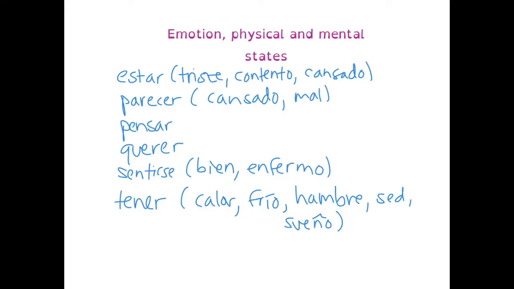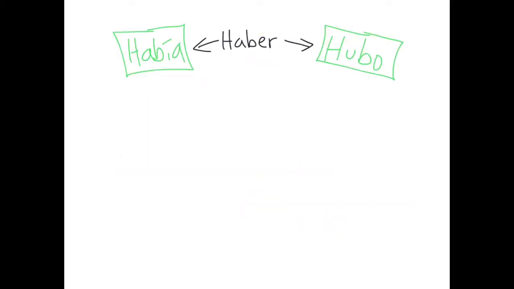And then we've got tener that can be used as to be in Spanish. So tener calor is to be hot. Then we've got frío for cold, hambre, hungry, sed, thirst, so to be thirsty, and sueño, to be sleepy. All of these represent emotion, physical, and mental states. So they have to use the imperfect most of the time.